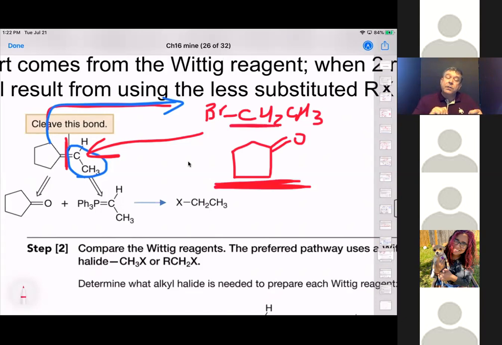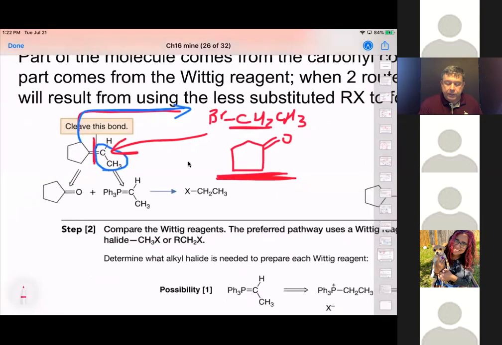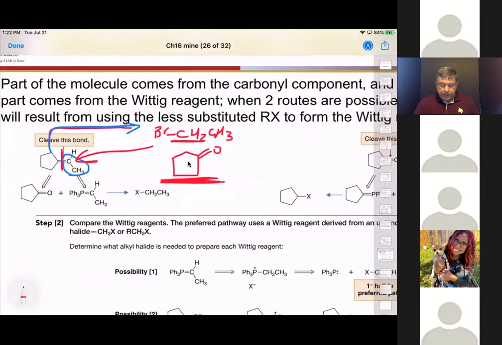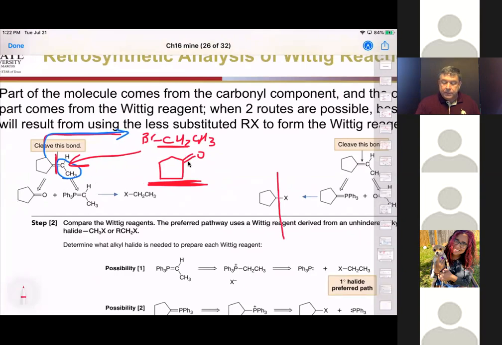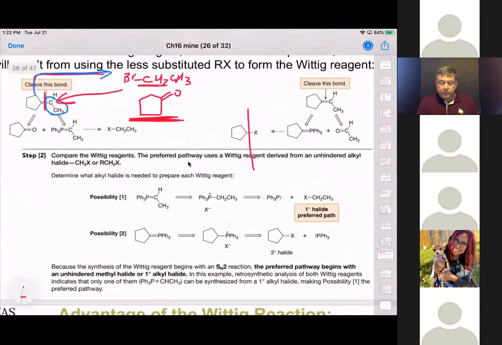In the other situation, we had an aldehyde and a secondary alkyl halide. So again, it all depends on which reagents you have available to you to see which way the Wittig reaction will go. So let's show you the two different possibilities here of what we can do.